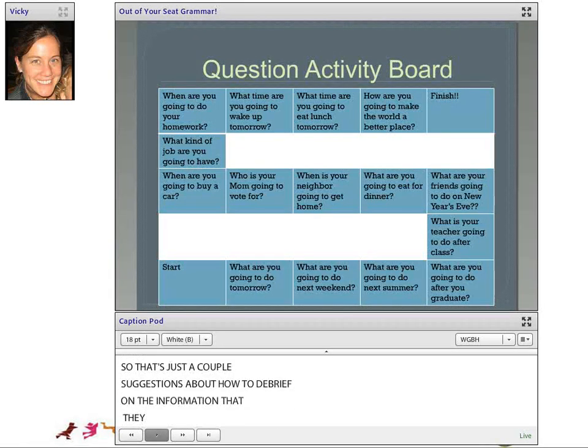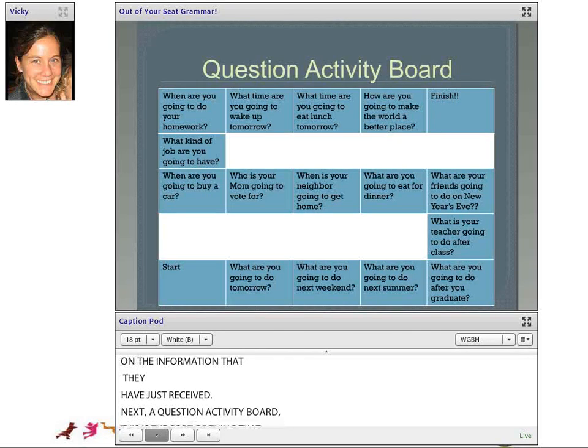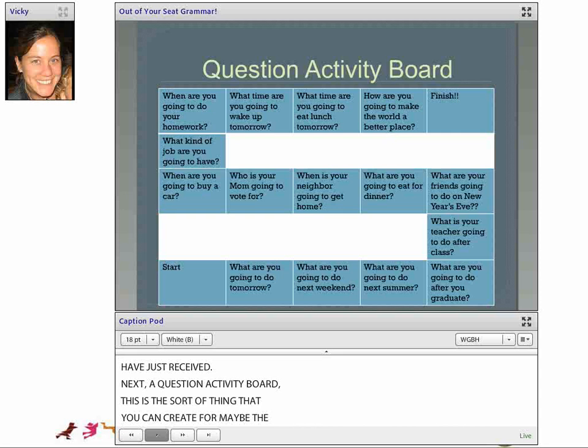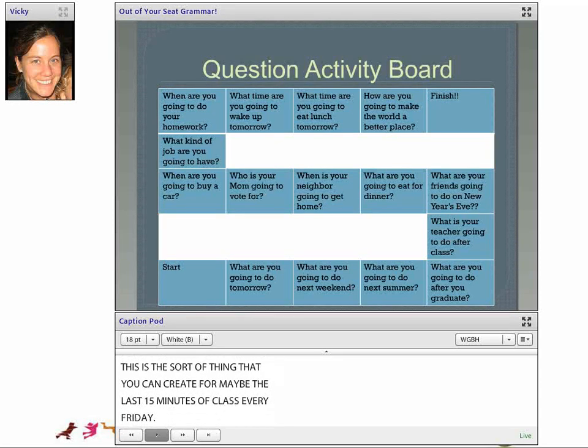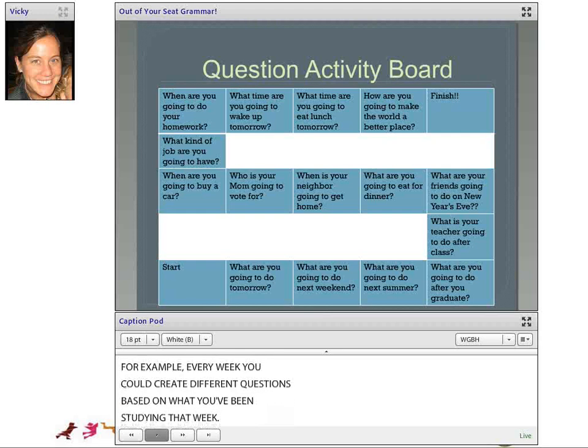Next, a question activity board. This is the sort of thing that you could create for maybe the last 15 minutes of class every Friday, for example, and every week you would create different questions based on what you've been studying that week, and this could be a good review of what they've been doing.